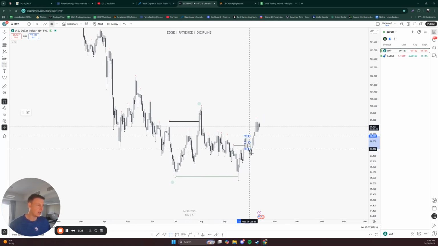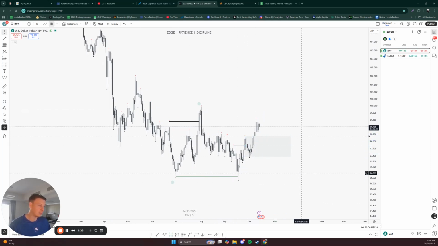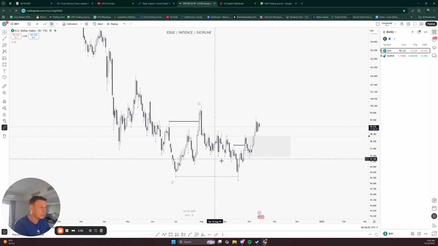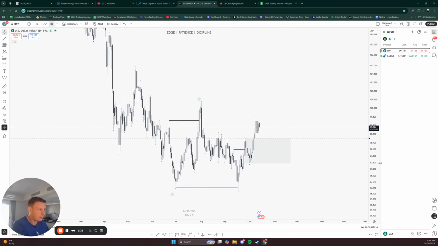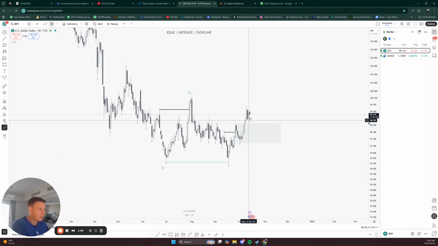So I just play the structure. I play the premium and discount ranges. Look at liquidity, where does price want to reach next, and then supply, demand, so on and so forth. So we're kind of in this range now.